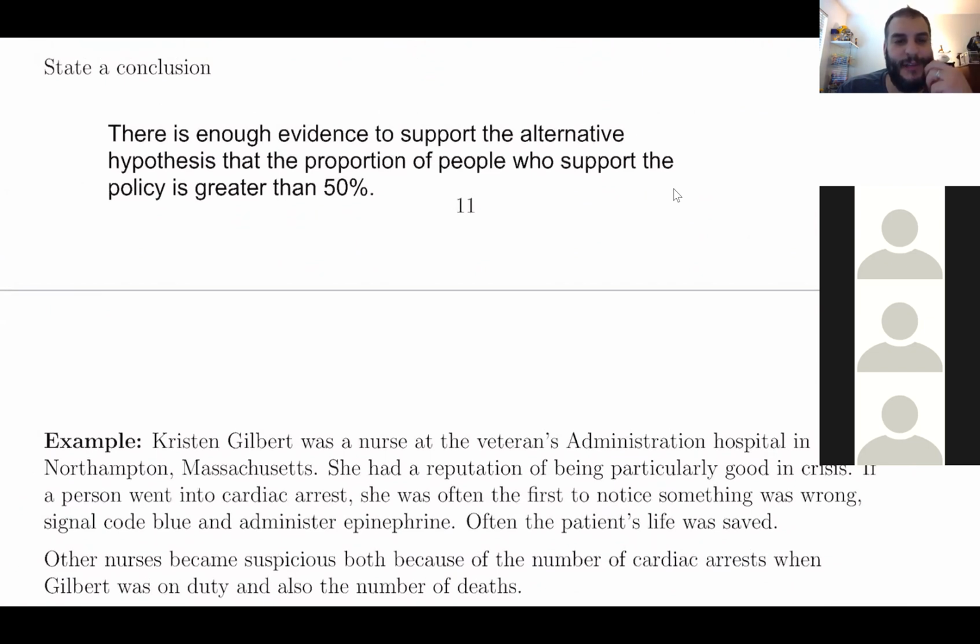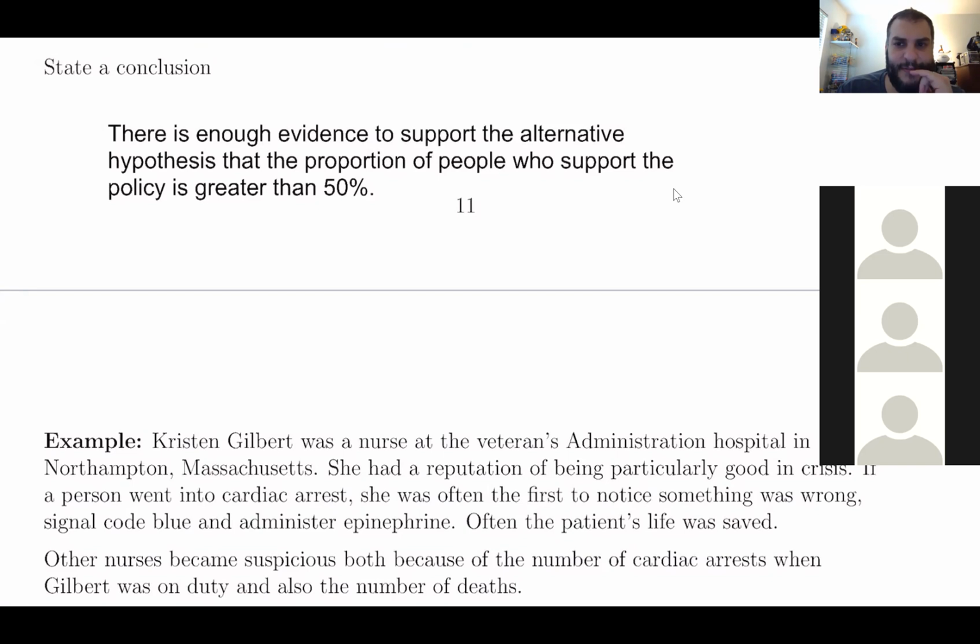In this case, the alternate hypothesis is that the proportion of people who support the policy is greater than 50%. And just remember, the policy is that cell phone use while driving should be banned. So that's the policy they're supporting. They're saying a majority of the population is in support of this policy. And that's it for that first problem.